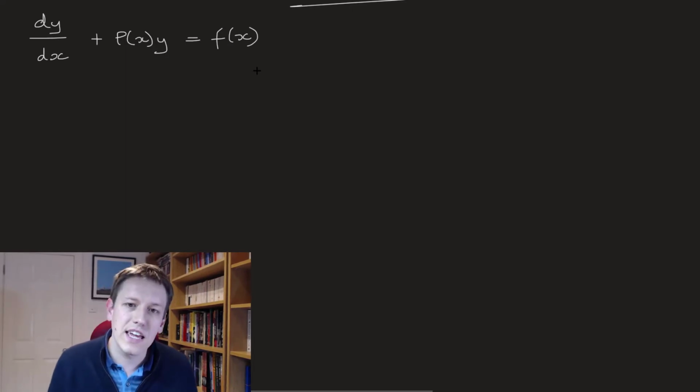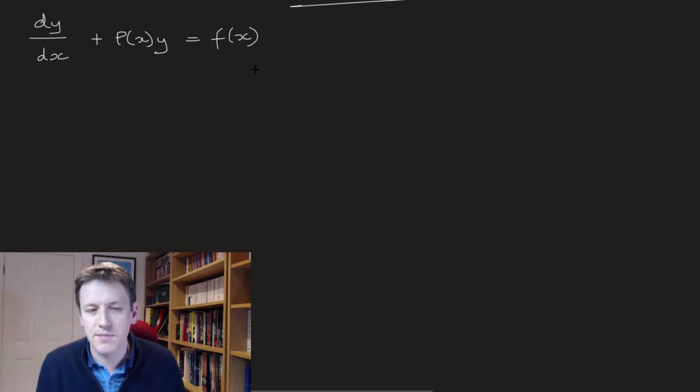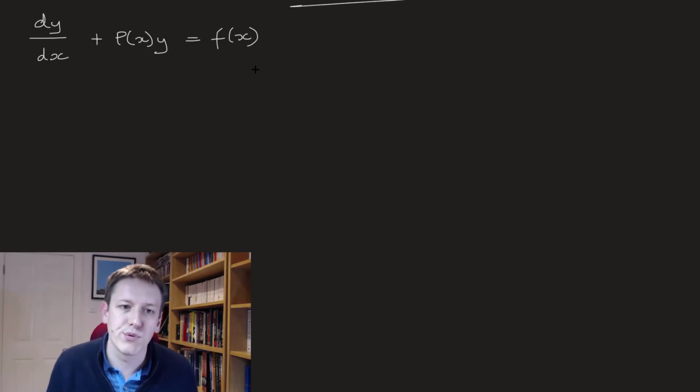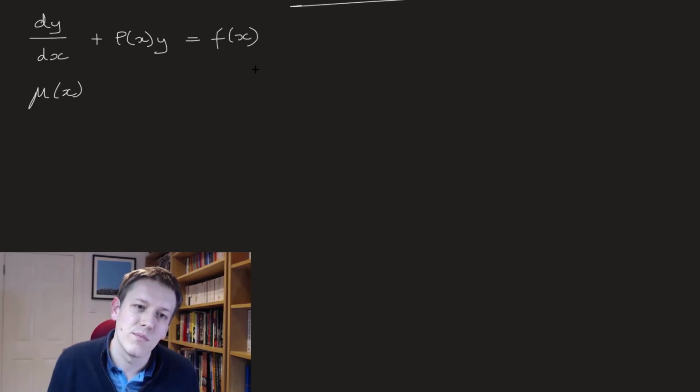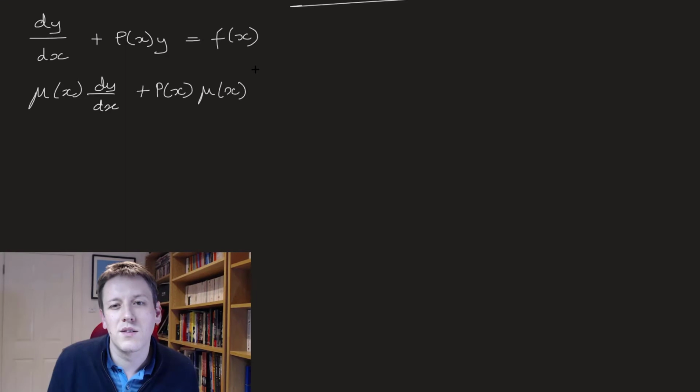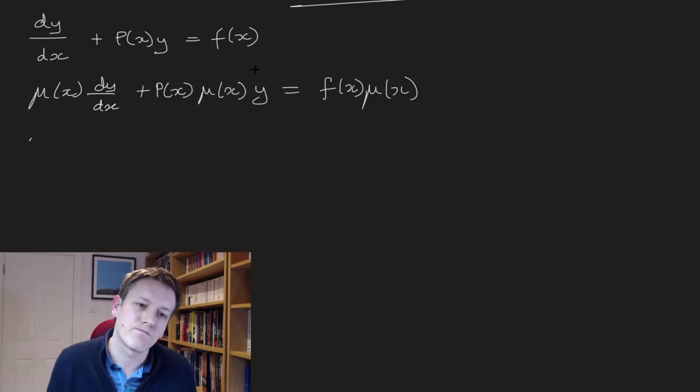And again, our aim is just to multiply by some integrating factor mu of x to make the left-hand side an exact product rule derivative. Okay, so we're going to do mu of x times dy by dx plus p of x mu of x times y is equal to f of x times mu of x.